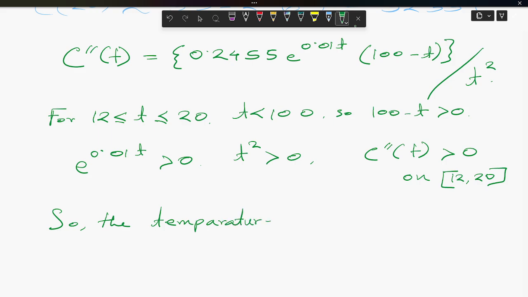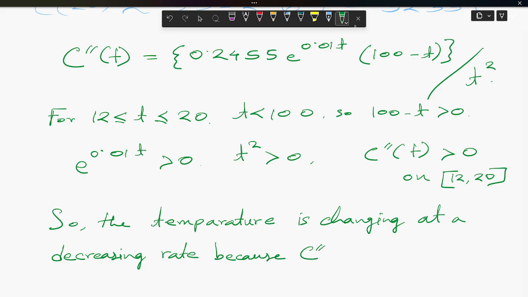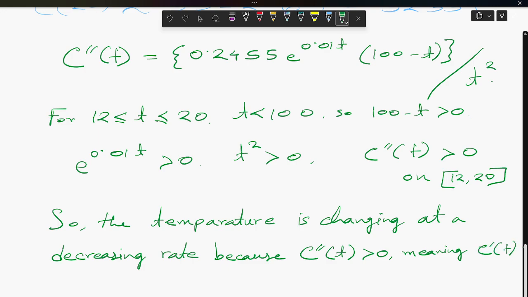The temperature is changing at a decreasing rate because C''(t) is greater than 0, meaning C'(t) is increasing, cooling less. Okay, so this is the answer of our question number D.